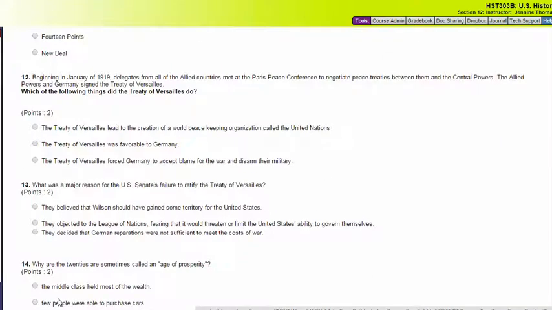Beginning in January of 1919, delegates from all of the Allied countries met at the Paris Peace Conference to negotiate peace treaties between them and the Central Powers. The Allied powers and Germany signed the Treaty of Versailles. Which of the following things did the Treaty of Versailles do? The Treaty of Versailles led to the creation of a world peacekeeping organization called the United Nations. The Treaty of Versailles was favorable to Germany. Or the last option, the Treaty of Versailles forced Germany to accept blame for the war and disarm their military.